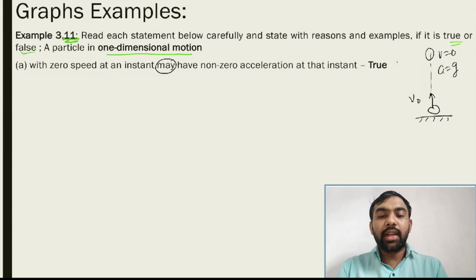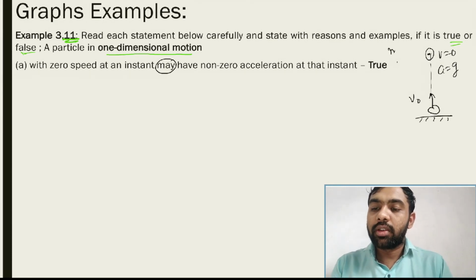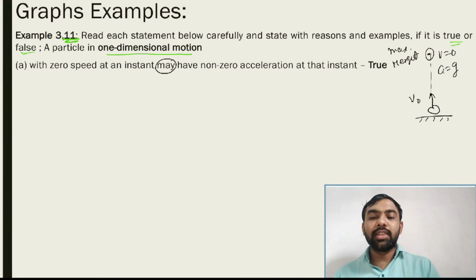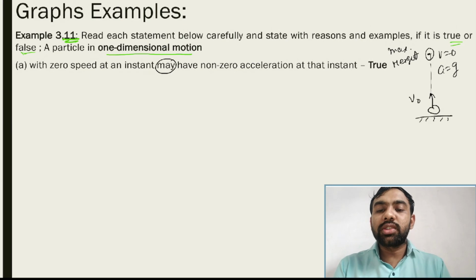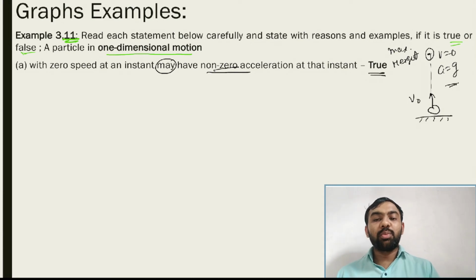With zero speed at an instant, so इस instant पे speed कितनी है, maximum height पे, zero. May have non-zero acceleration, तो यहाँ पे acceleration कितना है, g है, तो non-zero है, मतलब ये कैसा हुआ, true. ठीक है, simple है.